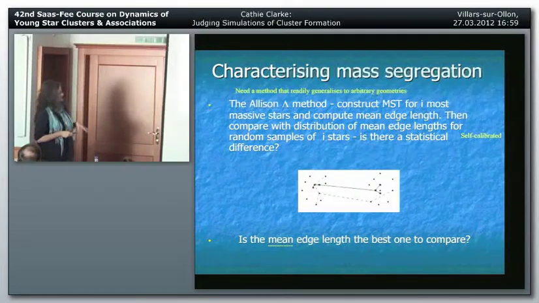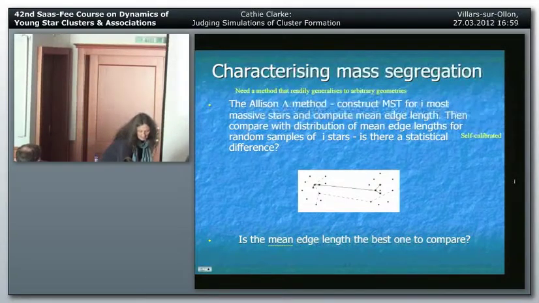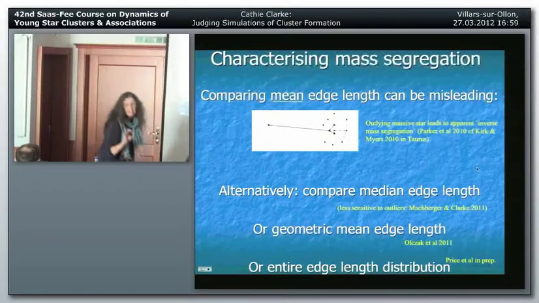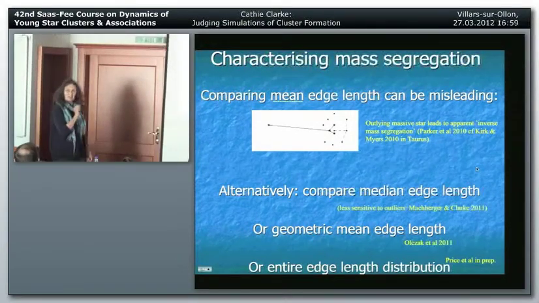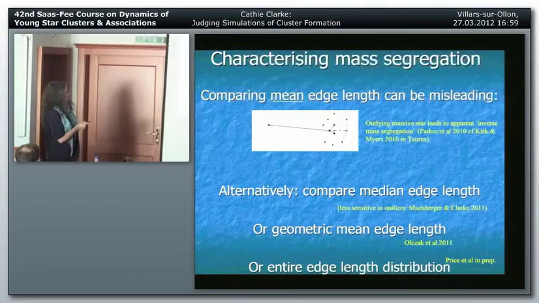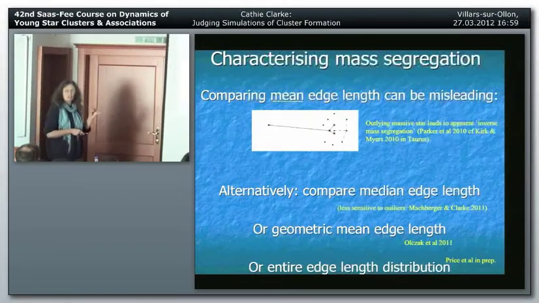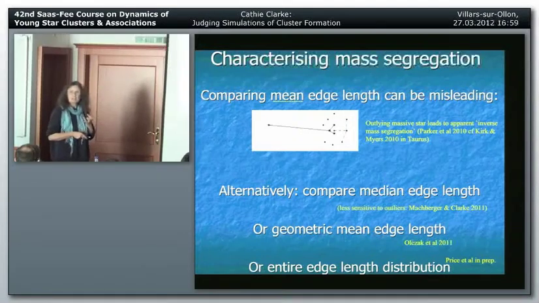The wrinkle is, what statistic of the minimum spanning tree should you be using to compare, and is the mean edge length the best one? Sometimes that can produce slightly counterintuitive results, because of course a mean is very sensitive to outliers, if you use an arithmetic mean. So in this little cartoon here, we've got a bunch of, say, low mass stars, these dots, and the massive stars are actually a bit closer together on average, but there's one guy out there. Well, if you work out the mean edge length for the massive stars, you'd get a high number, and so you'd conclude, oh, the system is inversely mass segregated.